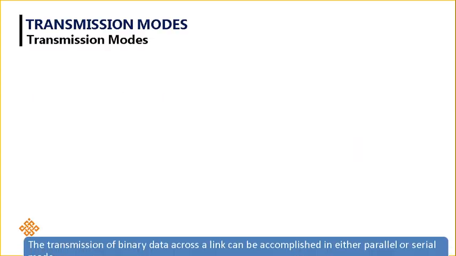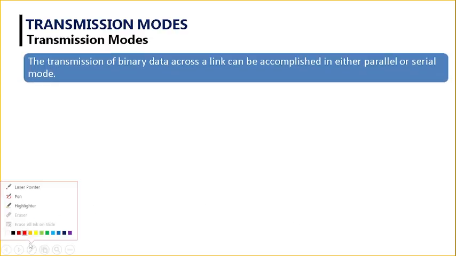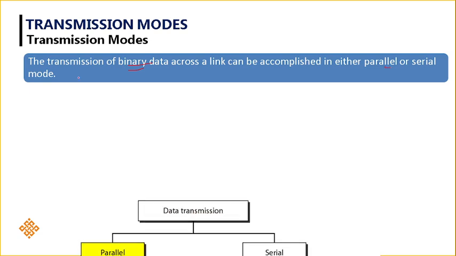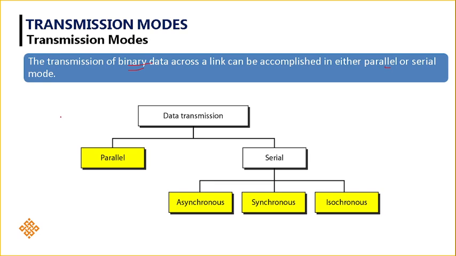So normally, whenever we are going to transmit data, particularly binary data, through any communication link or channel, we accomplish the data transfer in two ways. One is parallel mode, the other one is serial mode. So this is the overall hierarchy of data transmission. As I told you, one way is to transfer the data in parallel mode, the other one is serial mode.